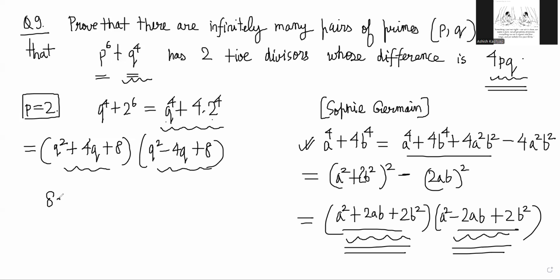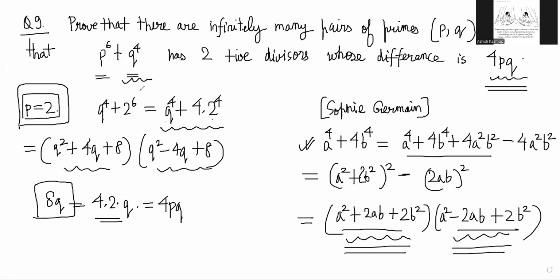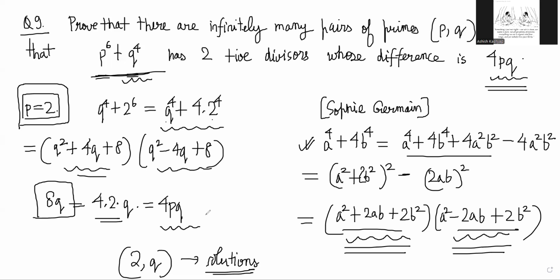8Q is the difference, which is actually 4 times 2 into Q, right? आ गया, 4PQ. Basically, P को fix कर लो 2 and Q can be any prime. So any set of primes like this are solutions. We have proved by factorizing this thing that we are getting two factors with difference 4PQ, right?